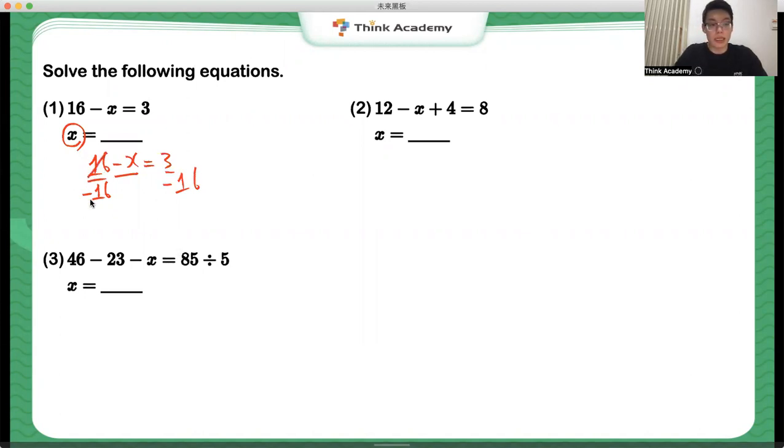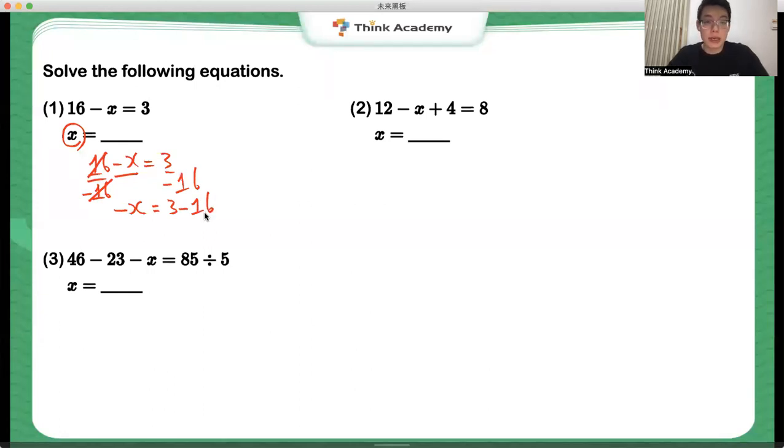So I can cancel out the 16s on the left-hand side. And now I have minus X. Remember, that's pretty important because we are taking away the X, right? Minus X on the left-hand side and 3 minus 16 on the right-hand side.